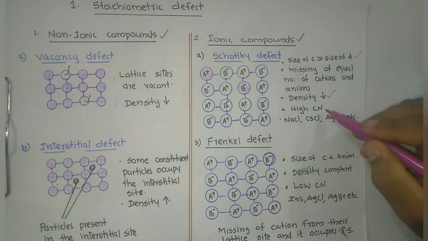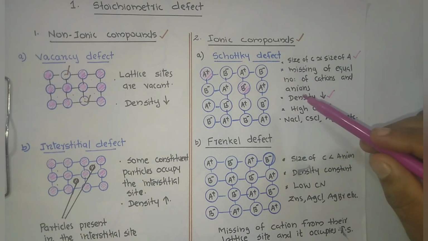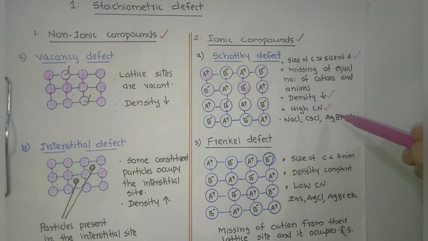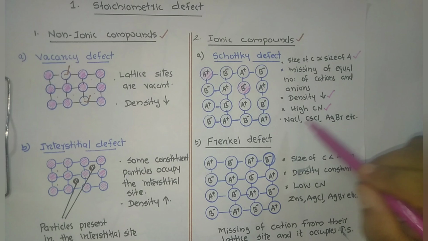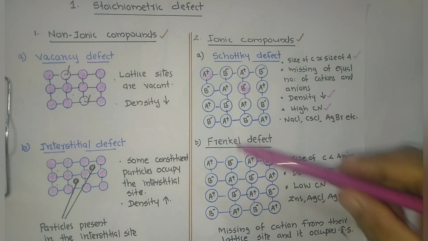Schottky defect is present in compounds containing high coordination number. What is coordination number? Coordination number means the number of touching particles around the considered particle. Schottky defect is present in compounds containing high coordination number. Examples: sodium chloride, cesium chloride, silver bromide, etc. Then second one, Frenkel defect.